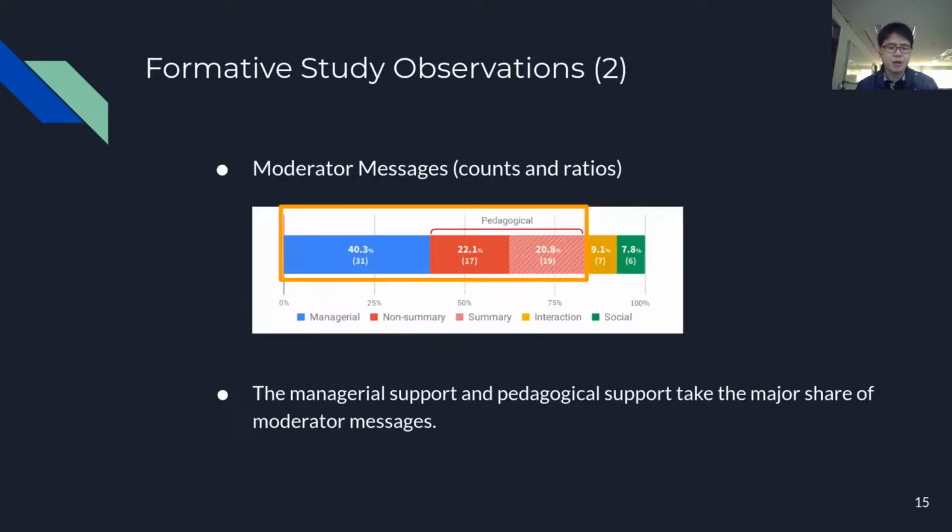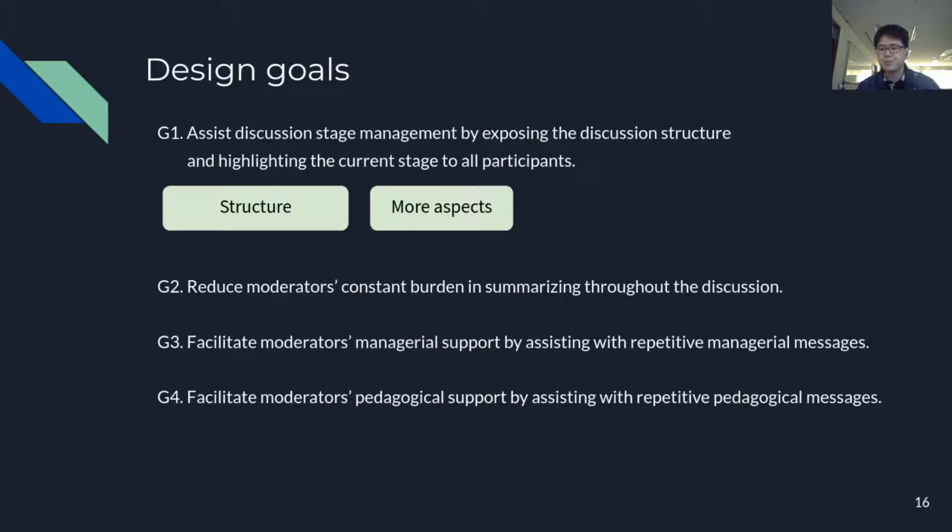In the moderator plus structure condition, because only the moderator received the structure, discussants also wanted to see the whole discussion structure. Regarding the moderators' messages, manager and pedagogical support took the major shares. More than 40% of moderator messages were allocated to manager support, about 20% were non-summary pedagogical messages, and 20% were summary pedagogical messages used for moderator summarization.